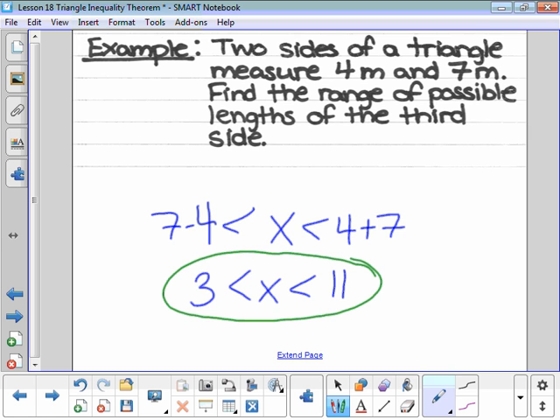So my range of possible side lengths is bigger than 3, smaller than 11. So you need to be a little bit careful here. Sometimes we'll ask you to give an example. So after you find the range, you pick a side length. You need to make sure you can't pick 3 and you cannot pick 11, because our side needs to be smaller than 11 and bigger than 3. So just a little kind of tricky situation there when they're asked that question.